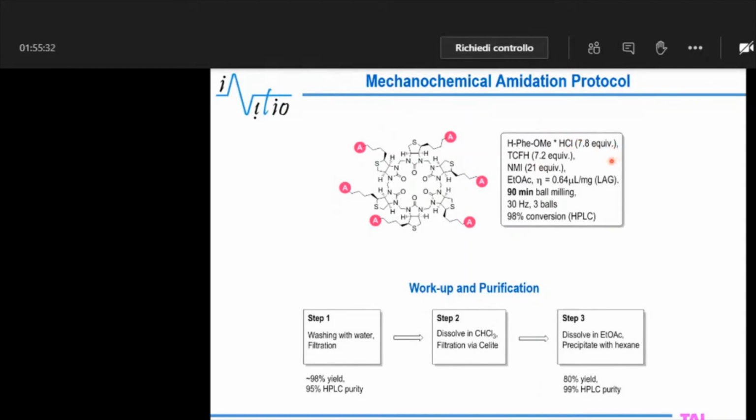You don't need to care about solubility or any solvent, so basically you do it in the solid state without any solvent. And you have a pretty nice conversion by HPLC, with just subtle contamination with failed sequences, failed unamidated product, and so on. And a pretty straightforward and handy workup and purification procedure. So you can make your material in quite a high yield and quite a high HPLC purity.